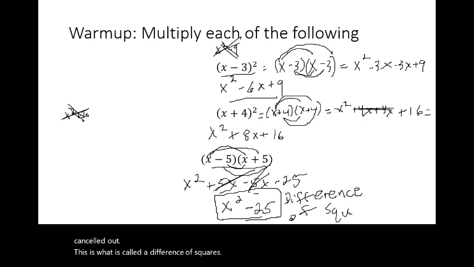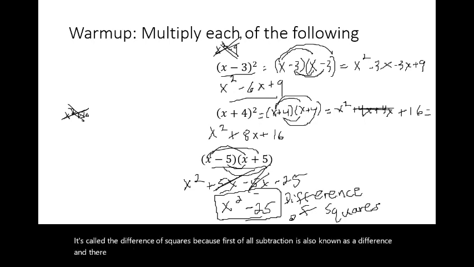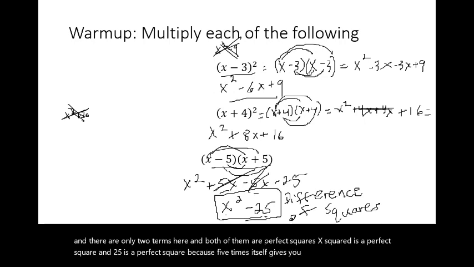It's called a difference of squares because, first of all, subtraction is also known as a difference. And there are only two terms here, and both of them are perfect squares. X squared is a perfect square, and 25 is a perfect square because 5 times itself gives you 25. So this is a difference of two squares.